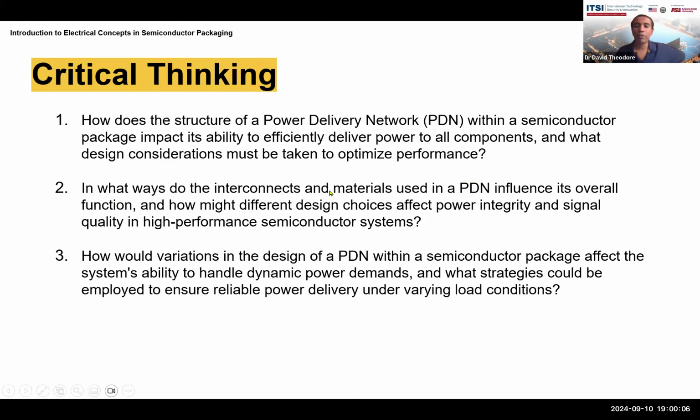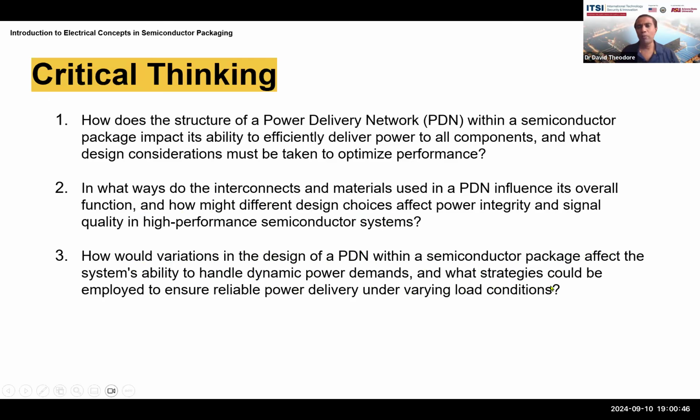How might different design choices affect the power integrity, that is the stability of the power, and signal quality, that is the non-degradation of the signals, in high-performance semiconductor systems? Third question, how would variations in the design of a PDN within a semiconductor package affect the system's ability to handle dynamic power demands? Basically, when you're switching from one state to another state and you're drawing more power, the voltage drops. So how do you handle this? What would variations in the design do? What strategies can you employ to ensure reliable power delivery under varying load conditions?